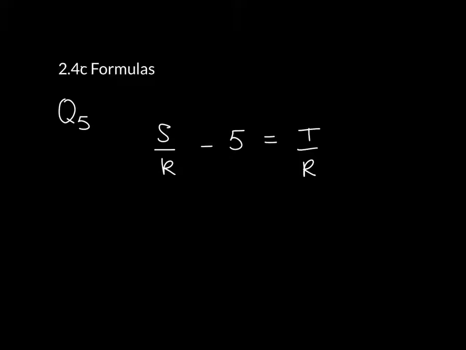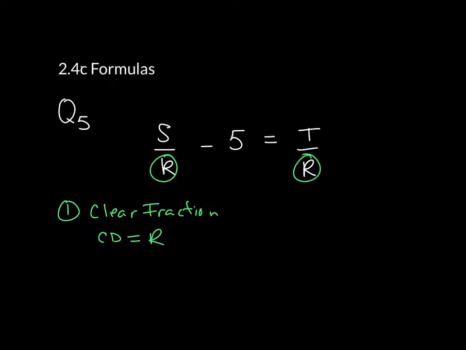Okay, so in 2.4c we have formulas, but all of these formulas have fractions in them. So I want to go back to what we've already done before. Step 1 with all of these is going to be to clear the fractions. And we do that by whatever the common denominator is, and we only have one common denominator, which in this case is r. I did not write this down, but we also are going to solve for r. That doesn't change the fact that we still have to clear the fractions.